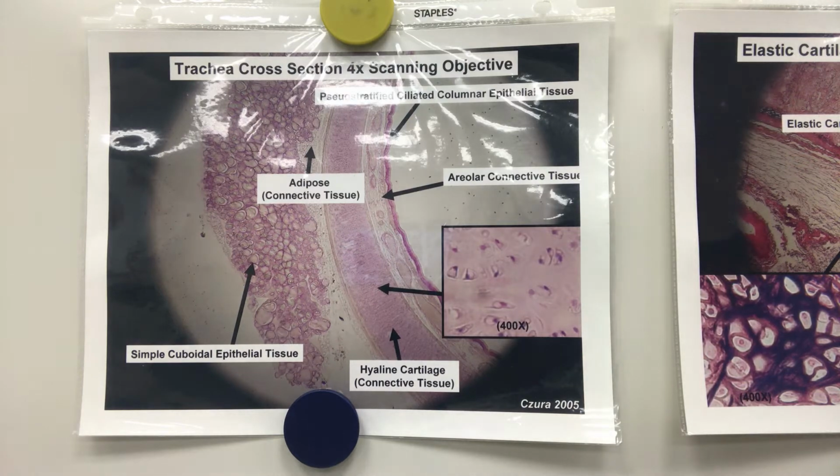Continuing with the connective tissue, we're going to look at cartilage. Cartilage is going to be one of the support tissues along with bone to support your skeletal structures. And we have three different types of cartilage.